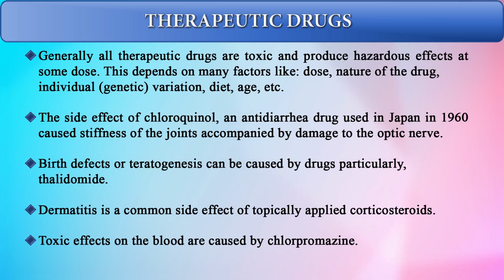In the same way there are also toxic effects on the blood which are caused by chlorpromazine. Hemolytic anemia, this is caused by methyldopa, and megaloblastic anemia, which is induced by methotrexate. Eye toxicity and glaucoma, this can be caused by certain corticosteroids. There are also many other drugs which cause toxicity to other organs.